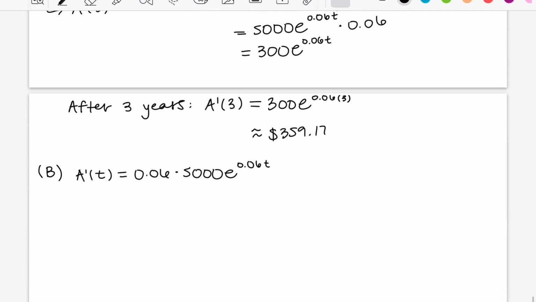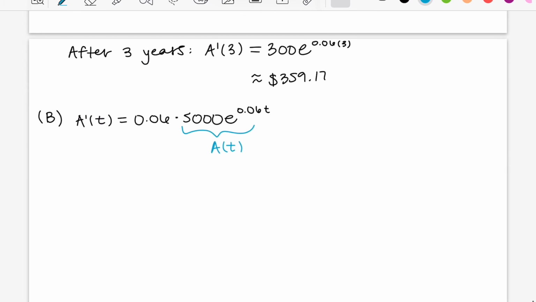So I'm going to replace this with our amount. So this tells us that our instantaneous rate of change is always going to be 6% of our amount, A of t.